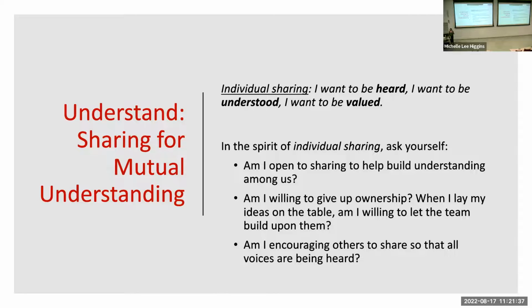Like, what am I sharing? And what is the purpose? And how am I presenting my thoughts and opinions? Am I willing to give up ownership? When I lay my ideas on the table, am I willing to let the team build upon them? Right? So this idea is, I have this idea, thought, perspective, now it becomes part of the team. Am I truly sharing? Or do I just want to give my own good ideas? And am I setting up a space where I'm encouraging others to share as well?